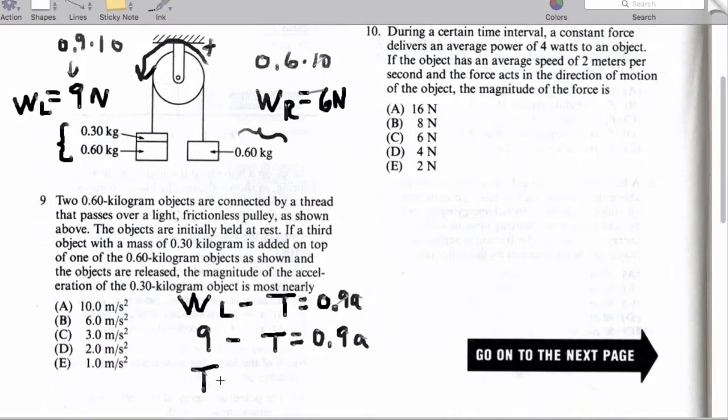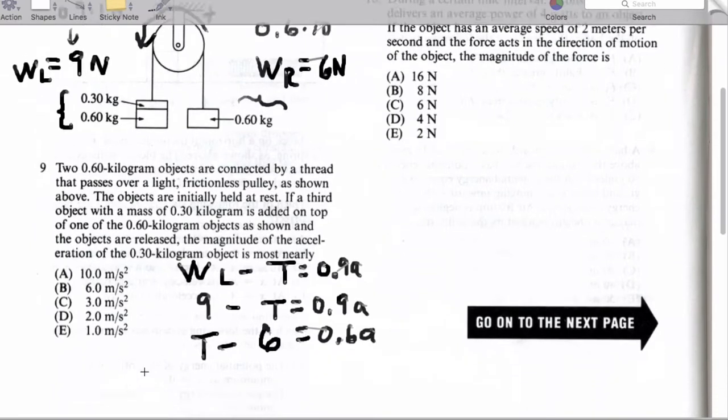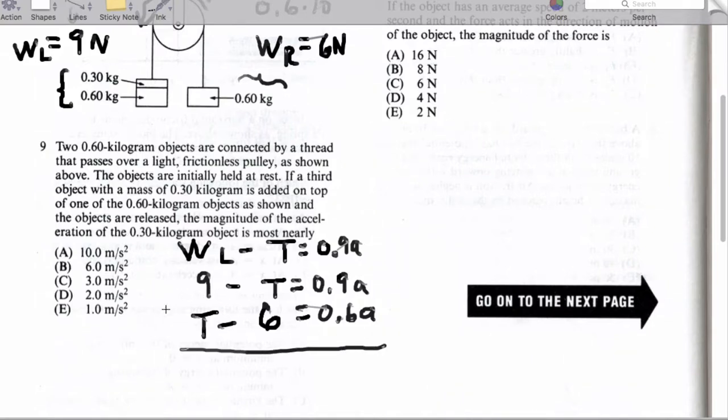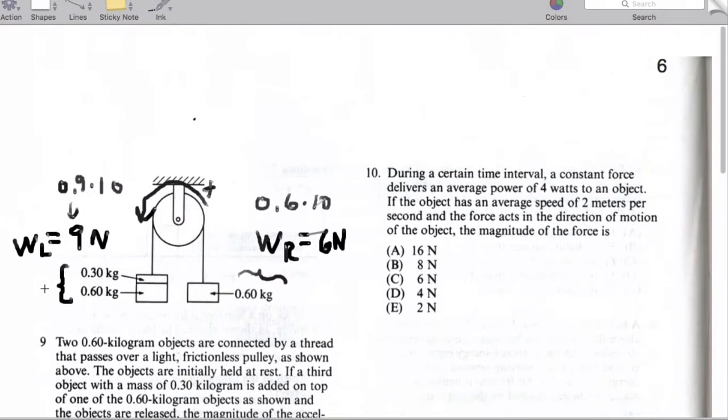I'm going to use similar logic here to do the right one, but let's remember that we're reversing direction, so it's tension that comes first, like we did in the last. Well, like we solved this problem in class, so I'm not going to review it as thoroughly. So T minus 6 equals 0.6a. Now I'm going to combine these two equations. I end up getting 3 equals 1.5a, and that gives me an acceleration of 2 meters per second squared. Awesome.